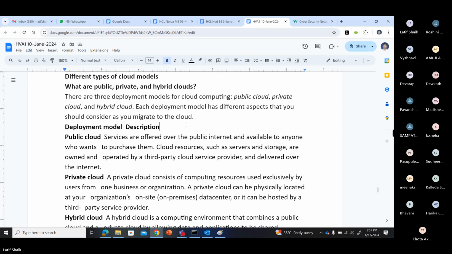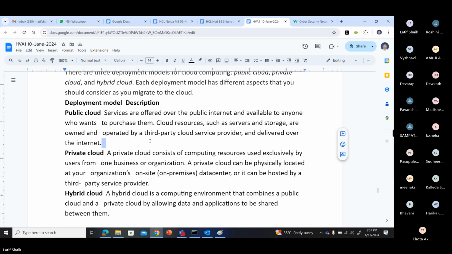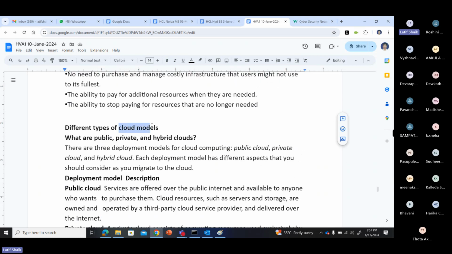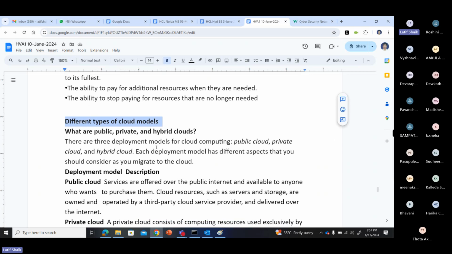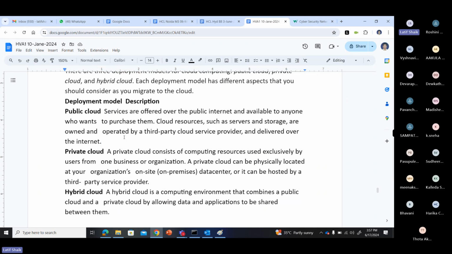Okay. Cloud has three distributions or three models. Three types are there. Different types of cloud models. Majorly three. You can add one or two extra if you want, but majorly three: public cloud, private cloud, and hybrid cloud. In some places, community cloud is also there. Okay. So what is this public cloud?